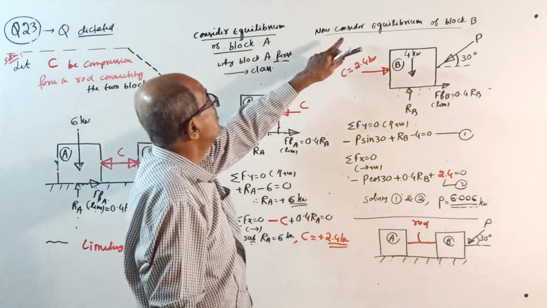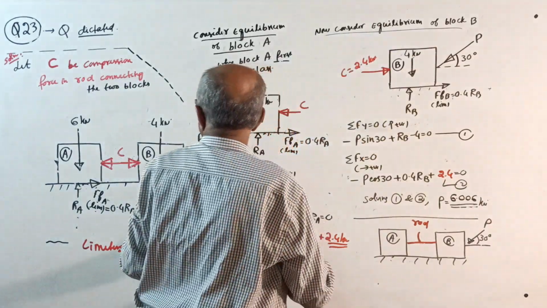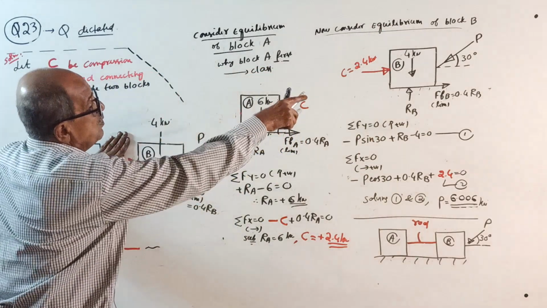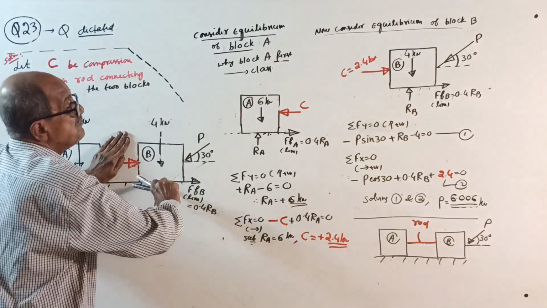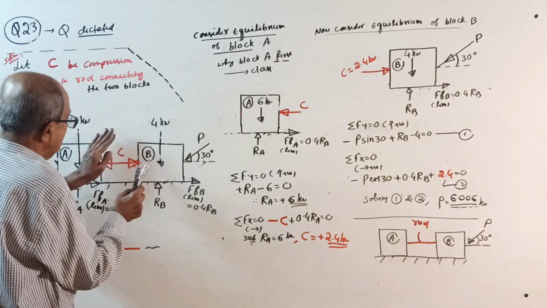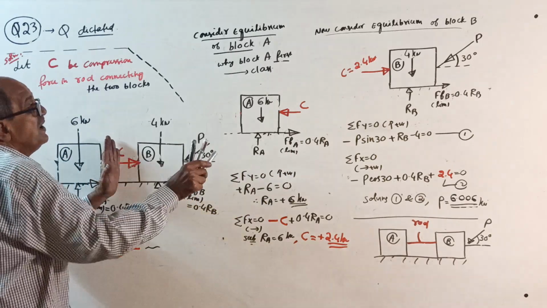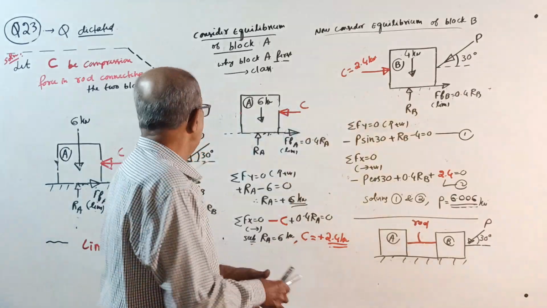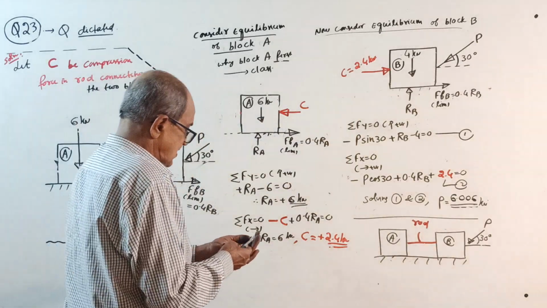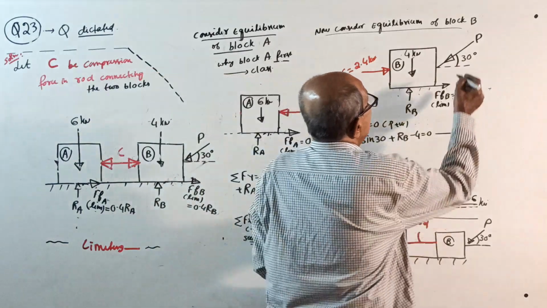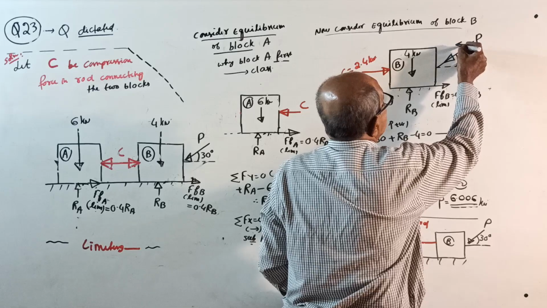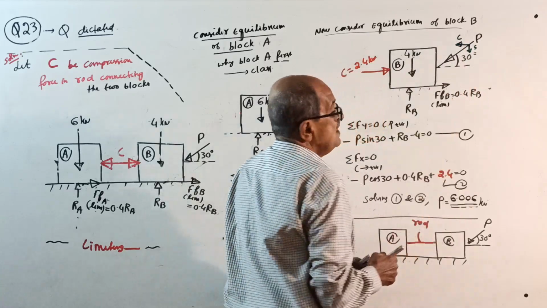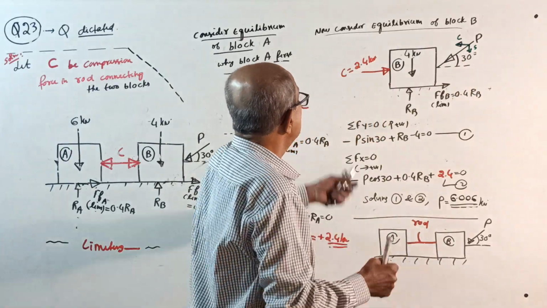Now consider equilibrium of block B. Weight 4 kN down, RB up. Friction to the right side, 0.4 RB, and the compression force this way. By this time you know the compression force, 2.4, and the inclined force P. Now remember, you can do one thing: horizontally left component, vertically down component. This is cos, this is sine. If you are interested, start.